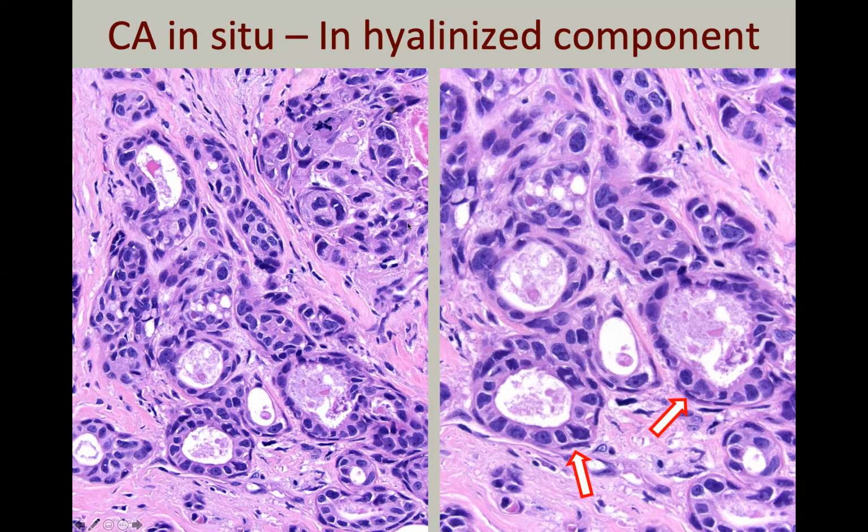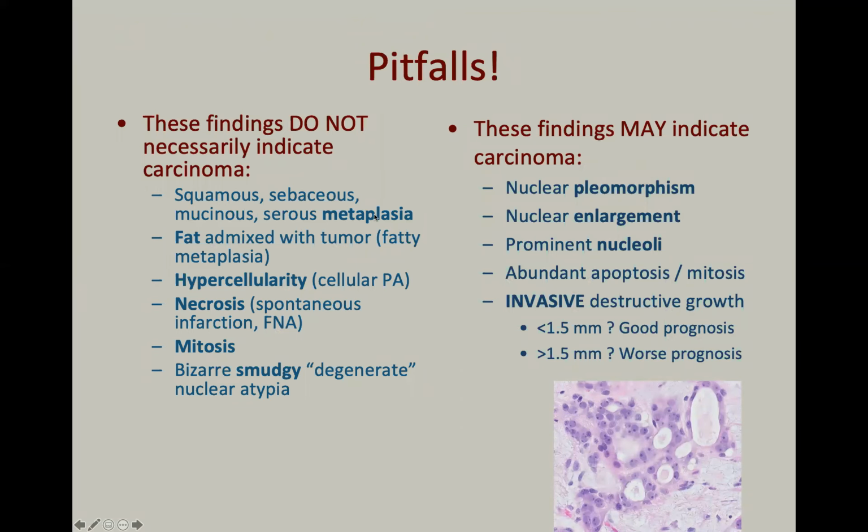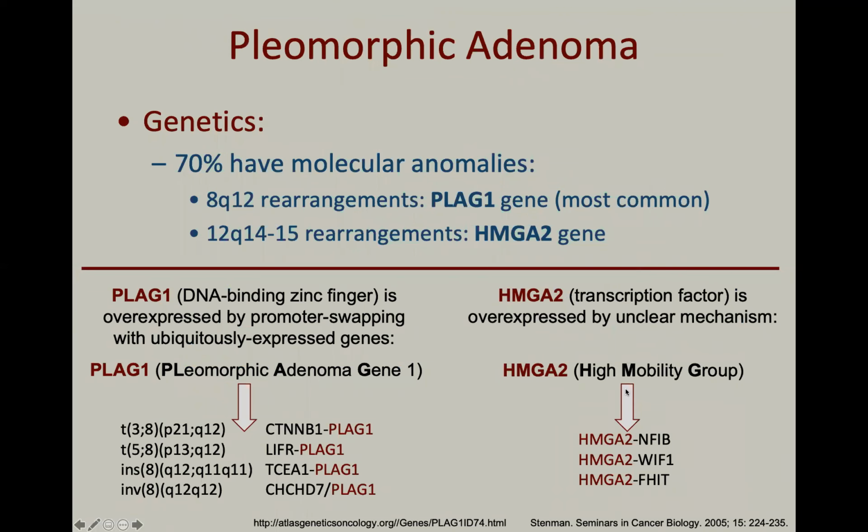Some pitfalls for the pathologists are, you can have various types of metaplasias or even fat admixed with the PA. You can have some mitoses or degenerative atypia, but you really shouldn't have nuclear pleomorphism, enlargement, prominent nucleoli, abundant apoptoses or mitoses, and certainly no significant destructive invasive growth. Okay, so genetics of PA: 70% of them have known molecular anomalies, namely rearrangements of PLAG1 and HMGA2 genes, listed here with their common partners. I won't really go over it, but those are the two genes involved.